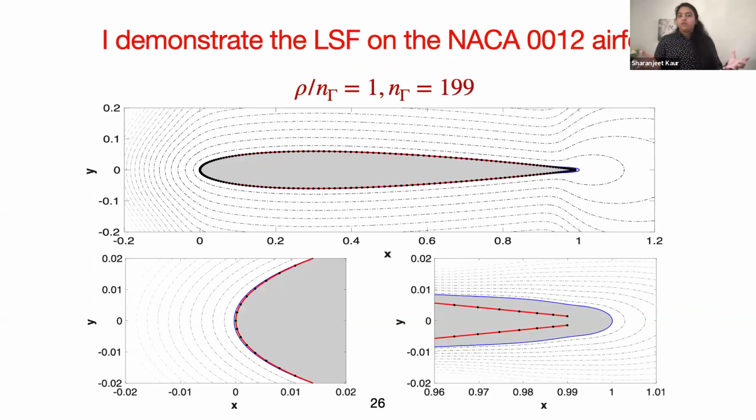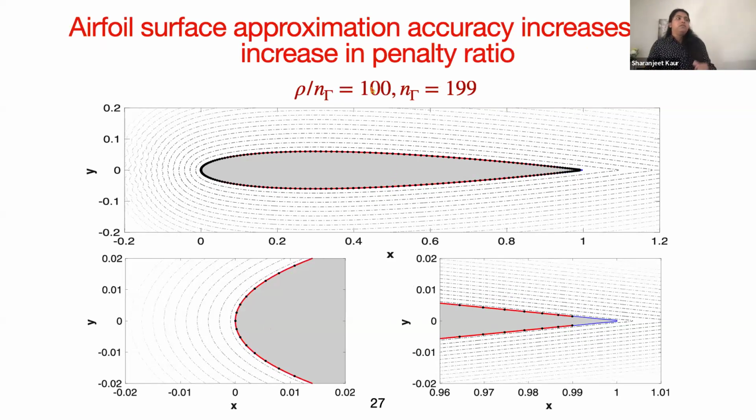And because we are interested in airfoils, I'm showing here a NACA 0012 airfoil where the number of boundary points is 199, and I'm using a ratio of rho by n gamma equal to 1. So basically rho is equal to 199. Although it seems like it is approximating the geometry correctly, as we zoom in at the trailing edge particularly, we see that it is not that accurate. We increase the ratio further, and we see that as we increase the ratio rho by n gamma, it tries to approximate that sharp trailing edge accurately.